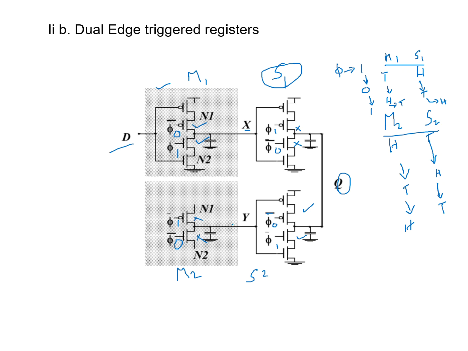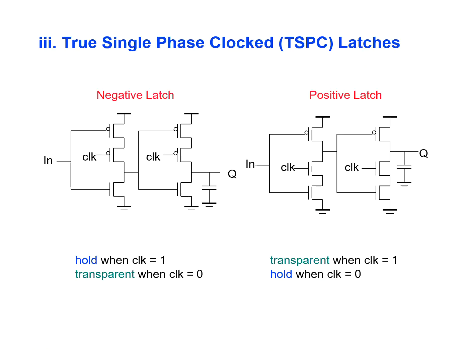Okay, this is what dual edge trigger registers are. Thus here the data is getting at your output for both the edges of your clock. This is what dual edge trigger registers are. Next we will move on to true single phase clock latches, and then later on we will move on to registers.